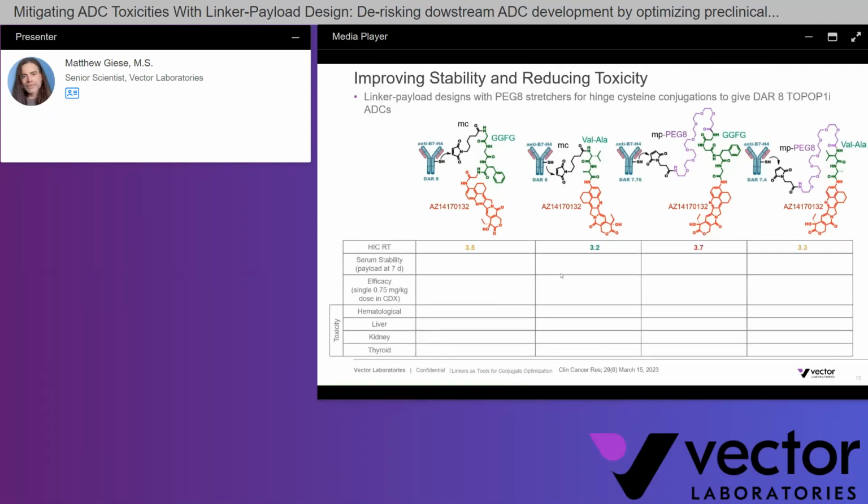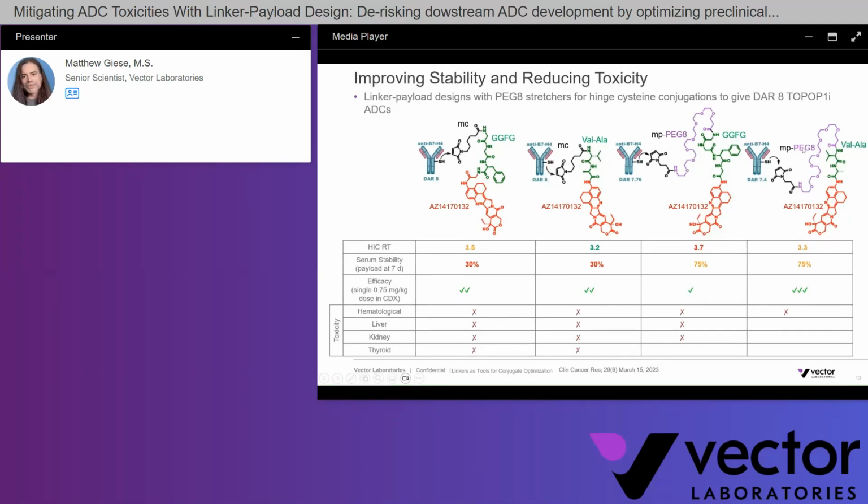So the least hydrophobic, at least by HIC, is the second from the left. The most stable conjugates are the 2 on the right. So linker payload deconjugation via retro-Michael and stabilization via ring opening are kind of competing reactions. So you do get some linker payload loss with all of these. However, it's minimized with the MP PEG-8. When evaluated for efficacy, the MP PEG-8 GGFG is the least efficacious, although it's difficult to differentiate the other 2. However, tox studies revealed clear differentiation.